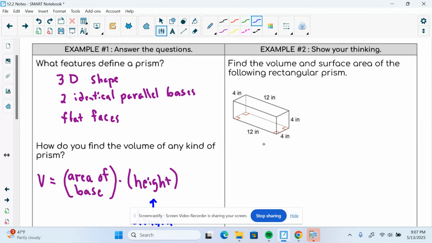Find the volume and surface area of this rectangular prism. Once again, this is the length of the prism. This is the width of the prism. This is the height. We have to understand that we're not doing 12 times 12 times 4 to find the volume. We're going to do a length times a width times a height. That's how we're going to find the volume.